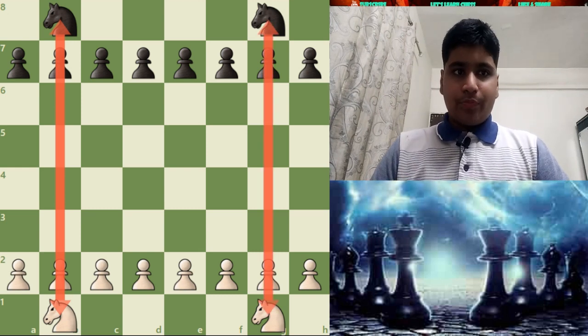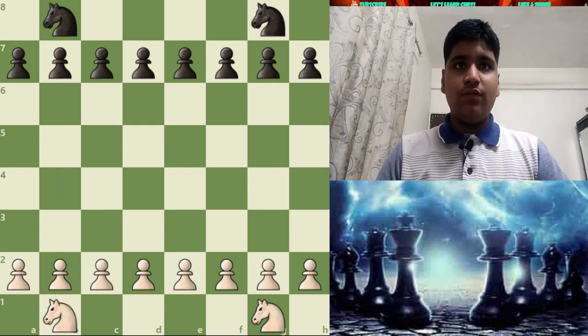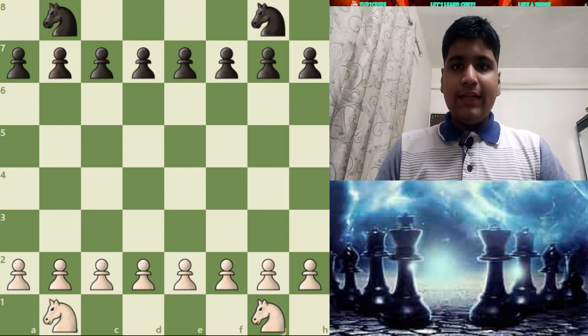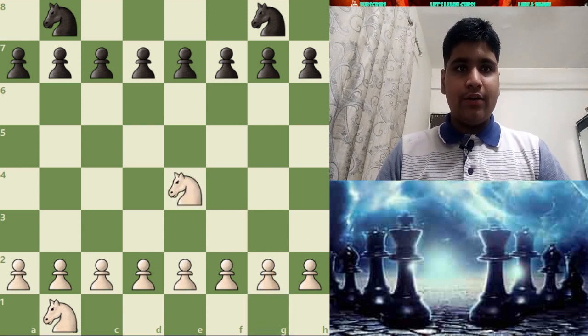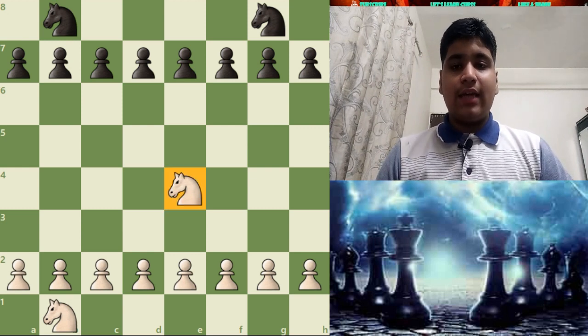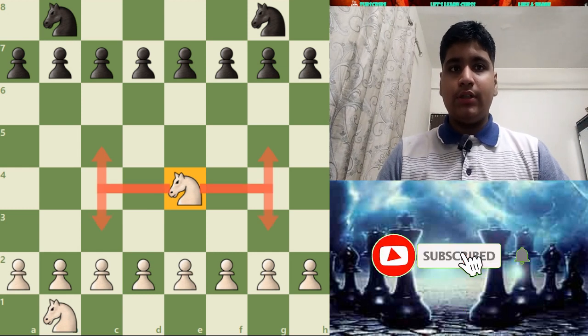They are placed on the B and G files. Knights can move in an L shape. Let's just take one knight to the center. After I took this knight in the center, these knights can move in an L shape and are of 3 points.